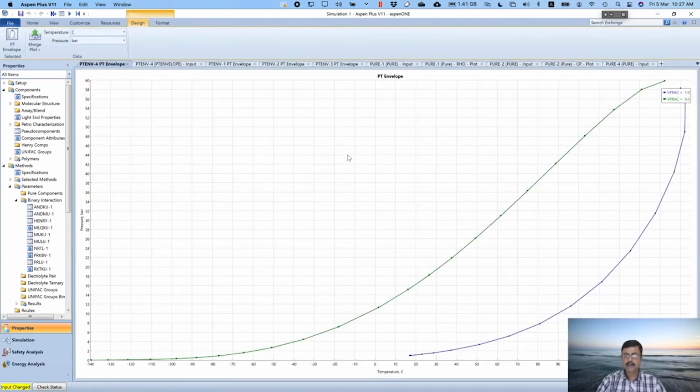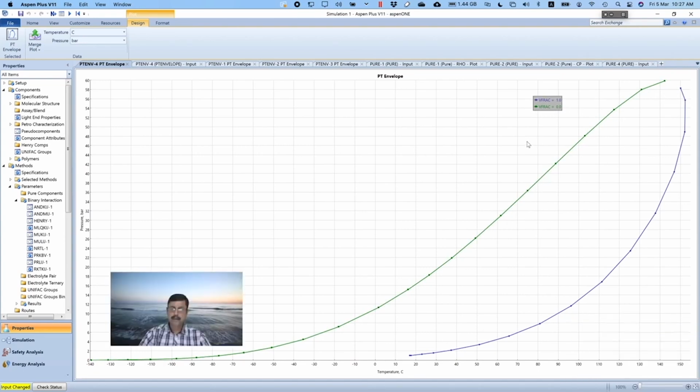Here you can see there are two items. One is pentane and another is ethane. Now this line, this green line, is vapor fraction 0. That means it is a completely liquid line. And this blue line is vapor fraction 1. So it is a completely vapor line. So this is actually the dew point line, and this is the bubble point line.